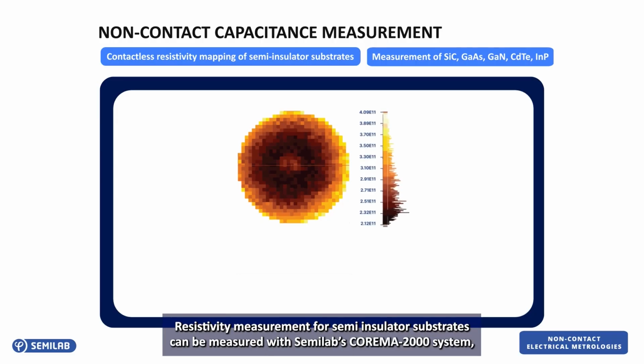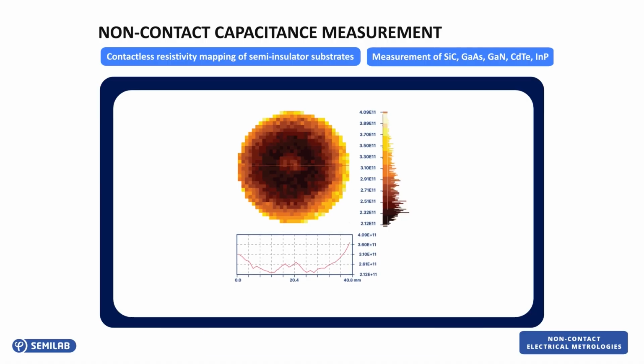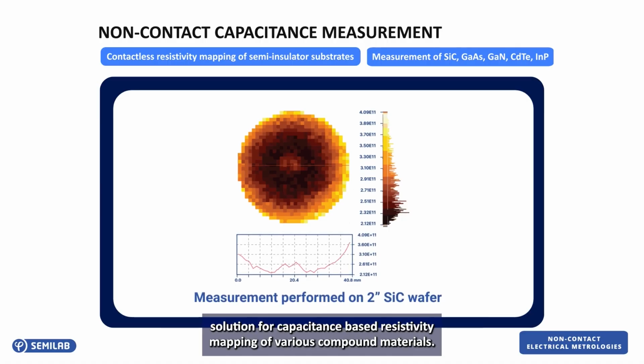Resistivity measurement for semi-insulator substrates can be measured with Semilab's COREMA 2000 system, which provides a contactless metrology solution for capacitance-based resistivity mapping of various compound materials.